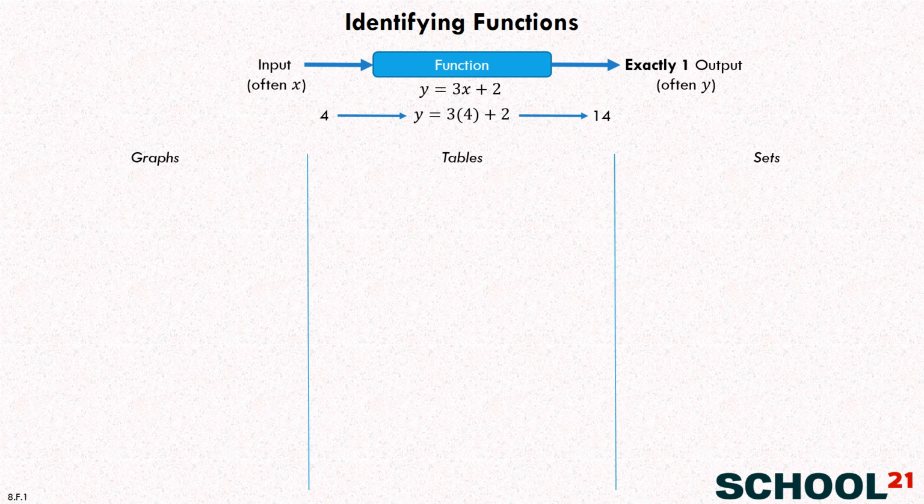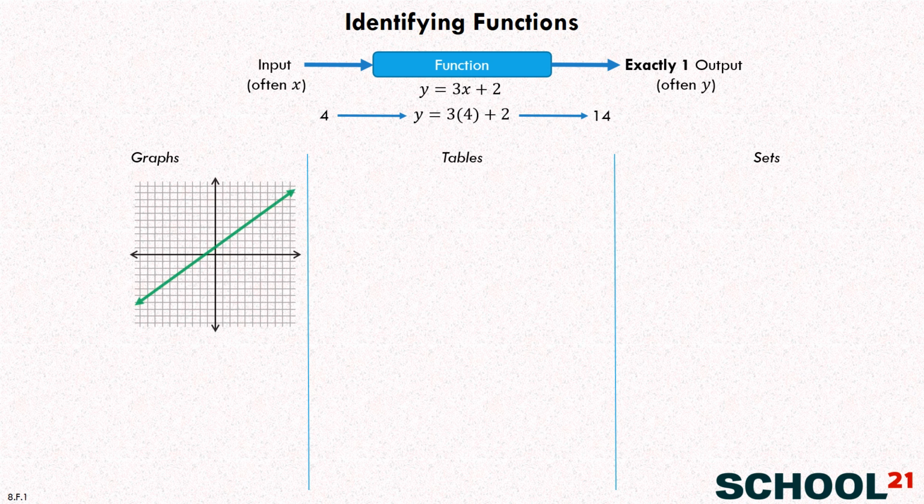Okay? Okay. So let's take a look at graphs, tables, and sets to understand how to recognize when it's a function or not. Okay, so first with graphs. Here is a graph of a line, and what we want to understand is, is there exactly one output for each x input? Looking at the graph, each place on the x-axis has a value, and we see that there's just one y value for that. Each input has exactly one y output, so that is a function.